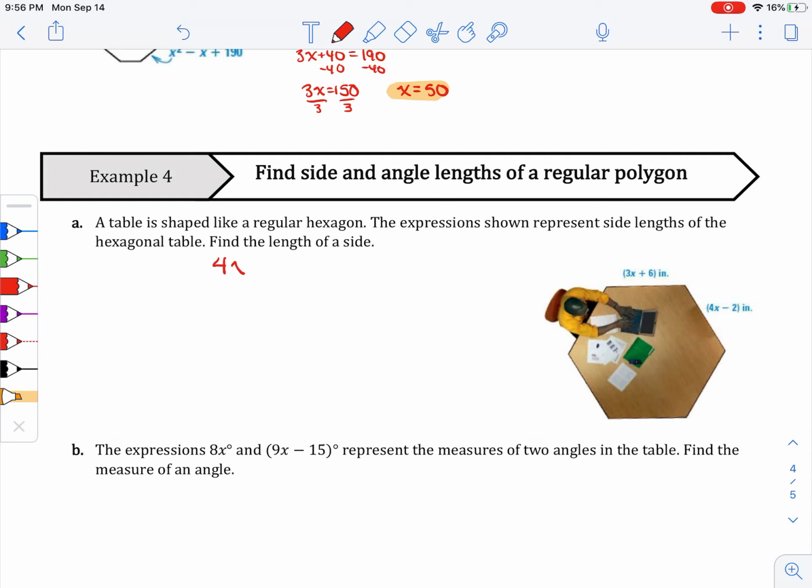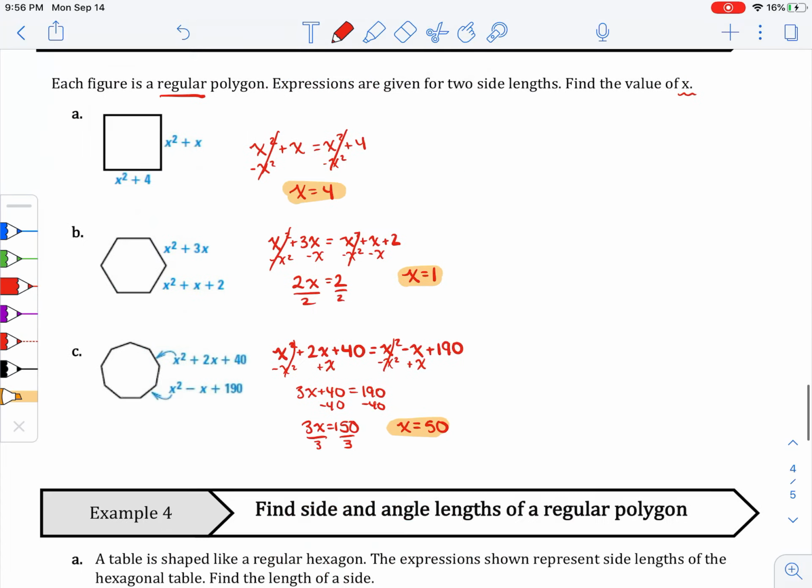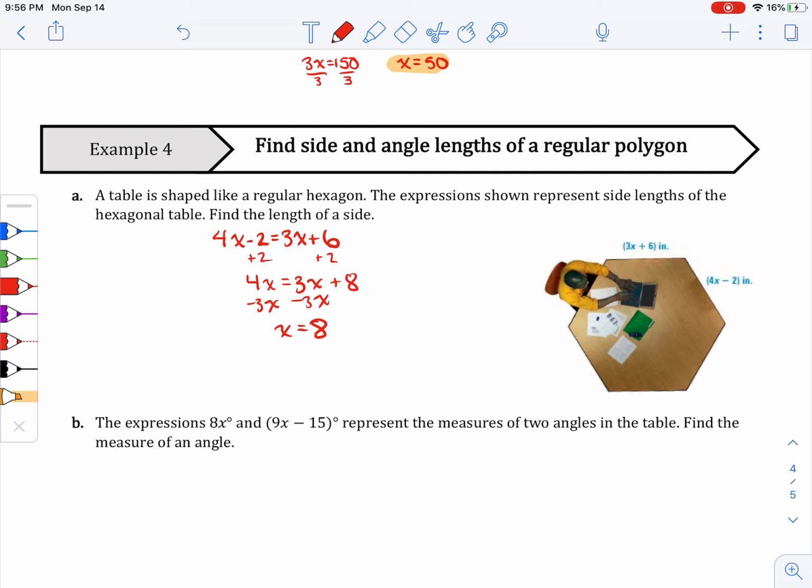So I'm going to set those equal to each other. And then I'm going to get my x on the left and my numbers on the right. So I'll add 2 to both sides. Subtract 3x from both sides. So I get x equals 8. Okay, now I'm not done. I want to find a side length. So I can plug this into either of these equations. Oops, sorry. I'm going to go ahead and just plug this into this equation here.